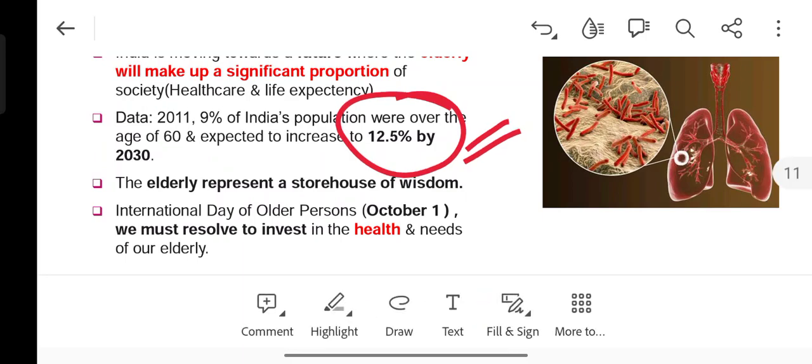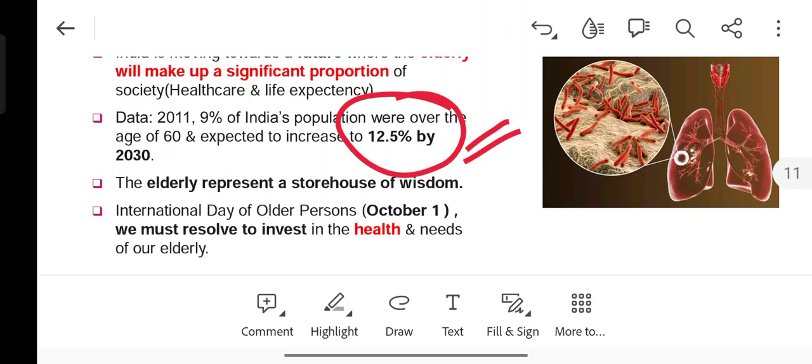When we talk about the significance of the elderly, do you know that our elderly have a huge significance, whether in terms of ideas, wisdom, knowledge, or the experiences they keep with them? If these experiences and knowledge are shared and transferred from generation to generation, the youth population will be more aware, more confident, and more conscious with their life. The first and utmost important point is that the elderly represent a storehouse of wisdom. You can even write an article on this statement. This is a very good statement.